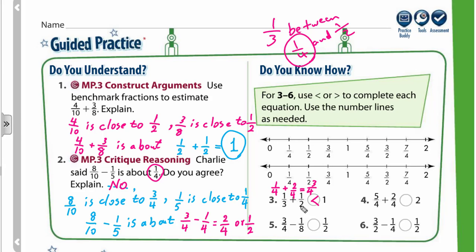Okay, Muhammad. The next question. This is fourths and this is also fourths. So we can do it directly because this is a benchmark and this is also a benchmark. It equals 7/4. So 1 and 3/4. 7/4, as you can see here, is more than or less than 2? Less. Less than. Okay.